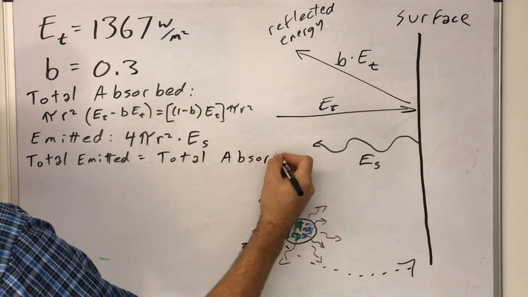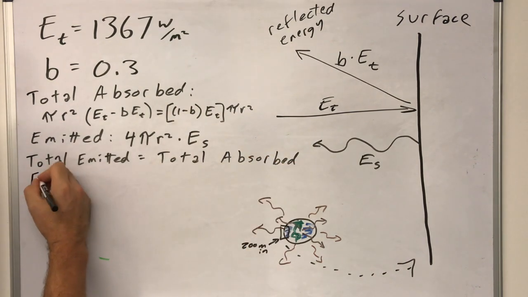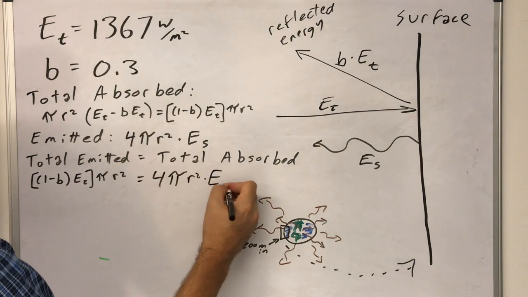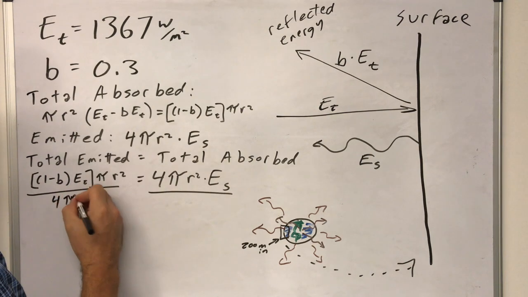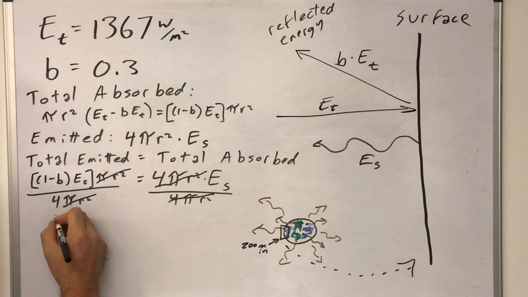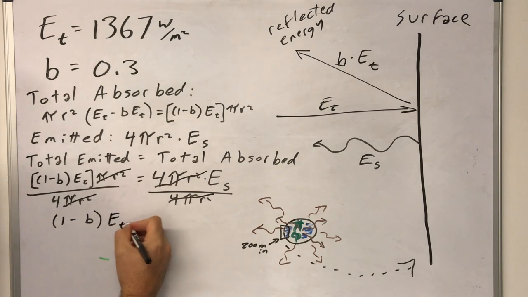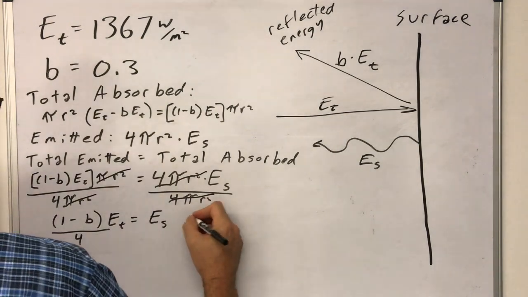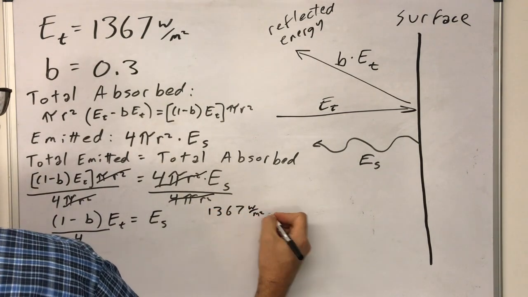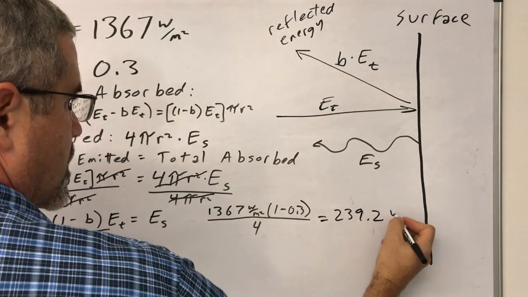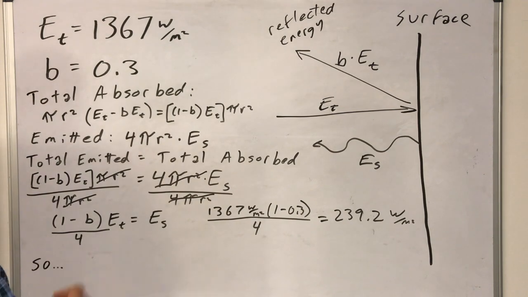But we also know that the total energy emitted equals the total energy absorbed, so we can write E sub s times 4 pi r squared equals E sub t times 1 minus b times pi r squared. We can divide both sides by 4 pi r squared to get rid of that term, and now I'm really glad we didn't just plug in numbers for our variables back when we first saw that our equation involved r. Anyway, E sub s equals E sub t times 1 minus b divided by 4, which is the same as 1367 times 1 minus 0.3 divided by 4, which is 239.2 watts per square meter.